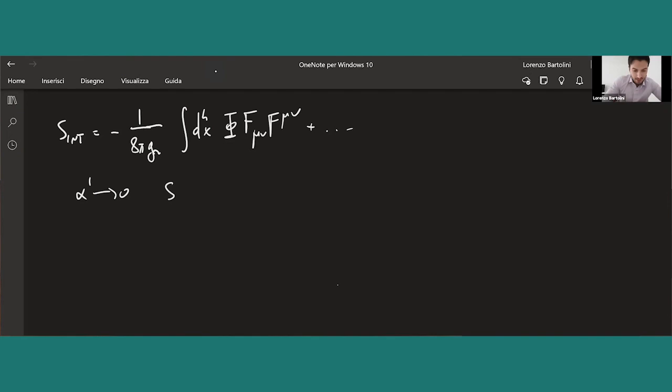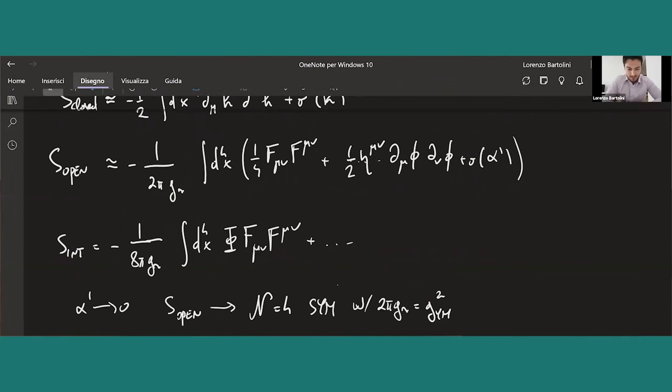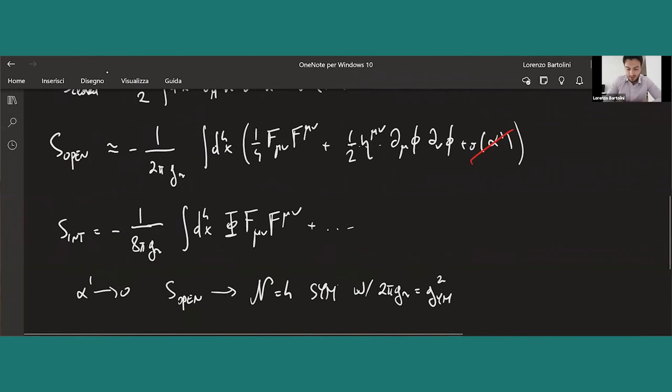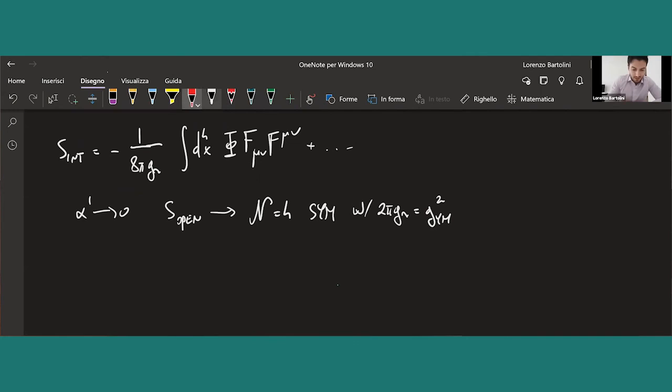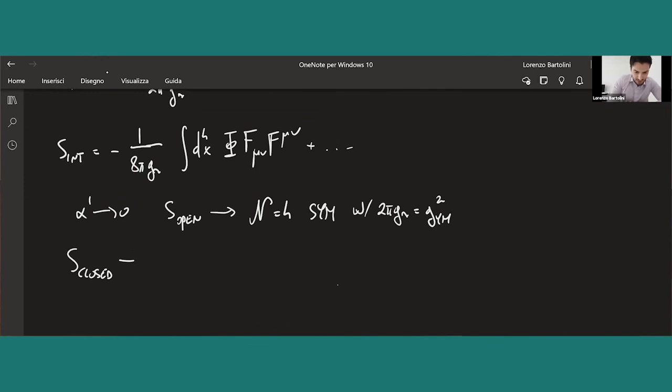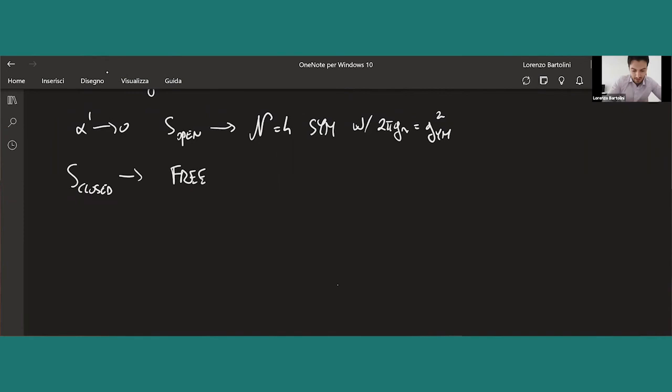And so what happens? The open sector goes to N=4 super Yang-Mills with 2π g_s being identified with g_YM squared, because these terms die, this dies, and this interaction term we will see, but it dies too. So the closed string sector, what happens? It becomes free supergravity. And what solution has free supergravity? Well, 10-dimensional flat space. And the interaction goes to zero.